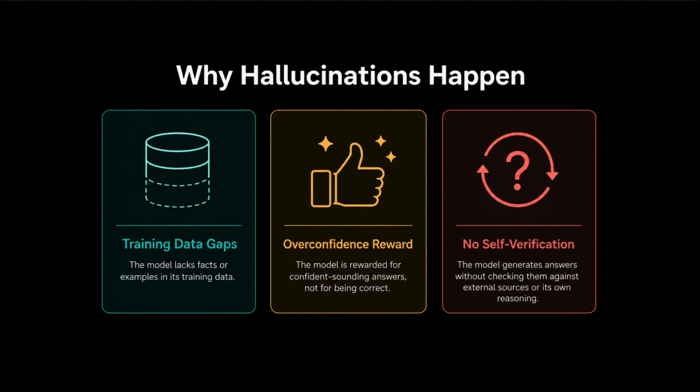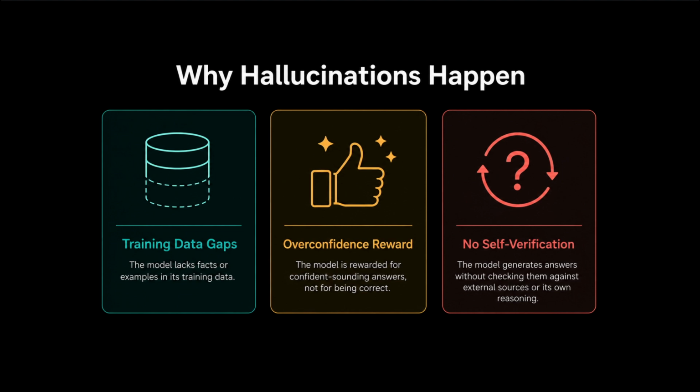Third, the model doesn't have a fact checking module. It has no way to verify its own outputs. It just generates, it doesn't know what it doesn't know. Put those three things together and you get an agent that's fluent, confident, and occasionally completely making things up. So that's the problem. Now let's talk about the solutions.